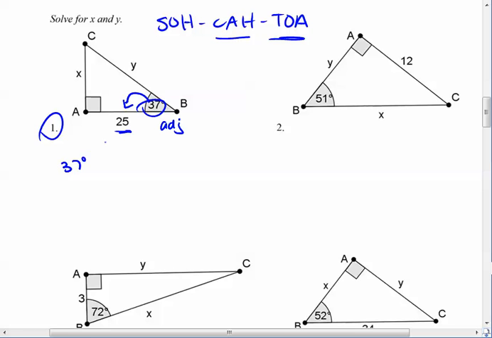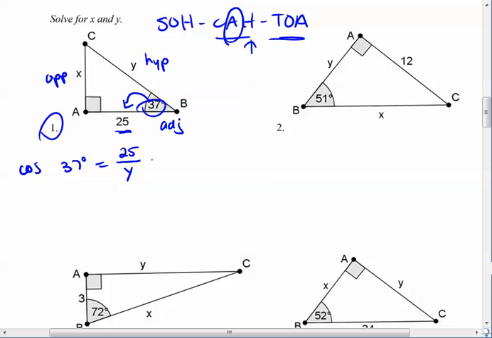Now, I actually need both of those things. From the perspective of 37, x is the opposite side, and of course y is the hypotenuse. I need both of those things to get through the problem, so it doesn't really matter which one of these you start with. I'll start with cosine. Cosine of 37 should be the adjacent side, adjacent being 25, over the hypotenuse, which I don't know. I now have to solve for y.